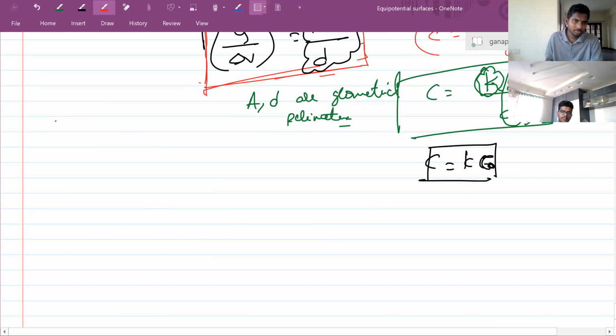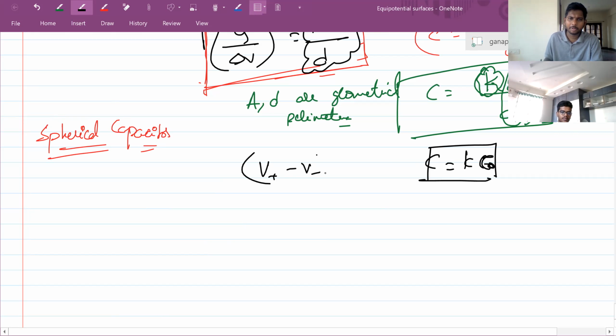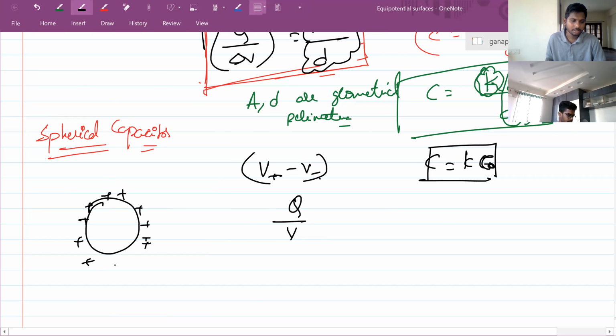Now, if you go to spherical capacitor, everywhere what you need to write is V plus, V minus, the potential difference between the positive plate and negative plate. And then what we can do is Q by V if you arrange. Then you get the answer. So in a spherical capacitor, there will be positive charge.